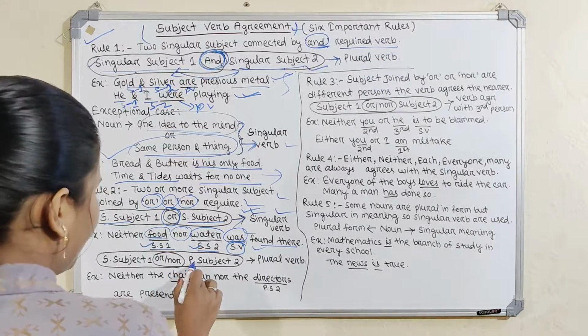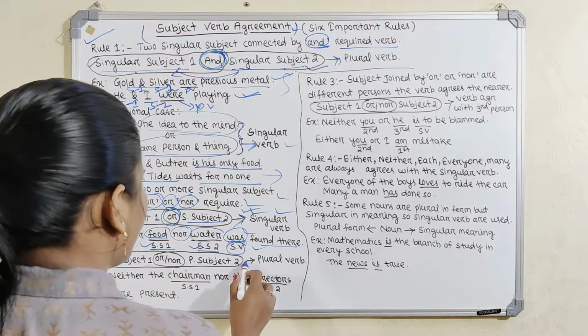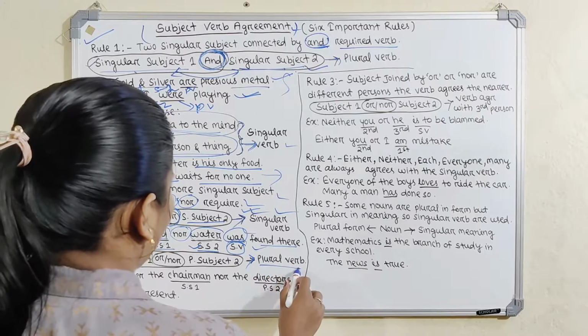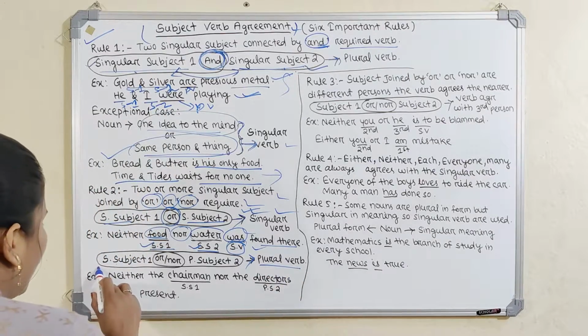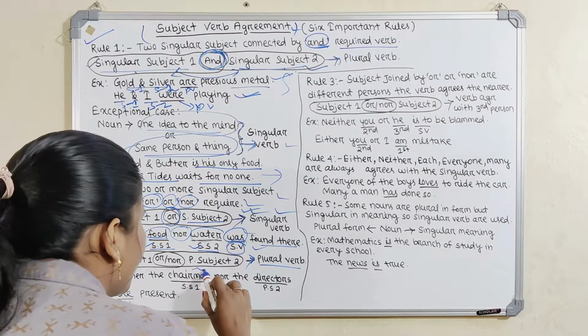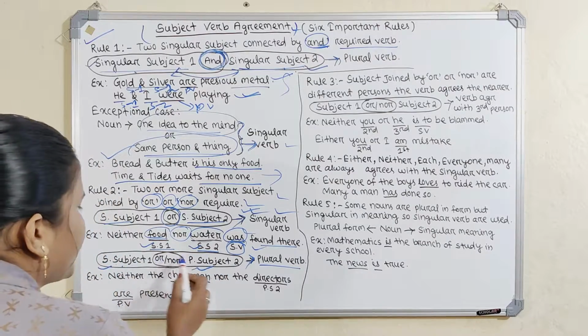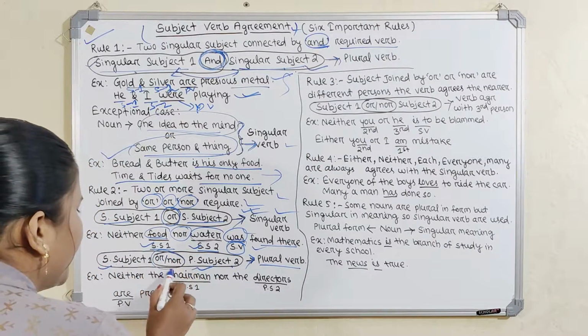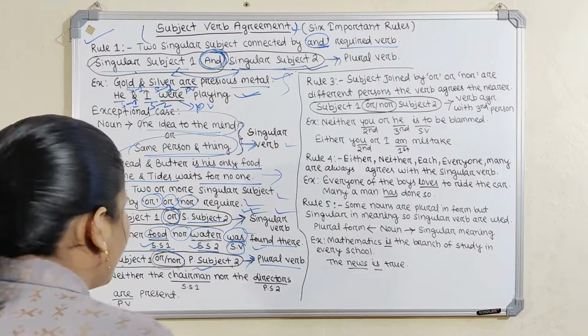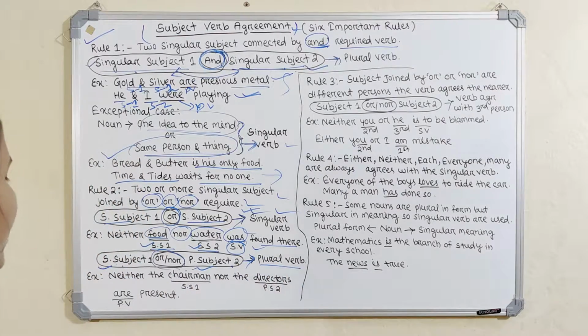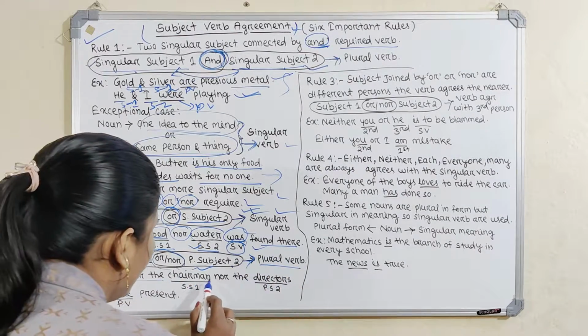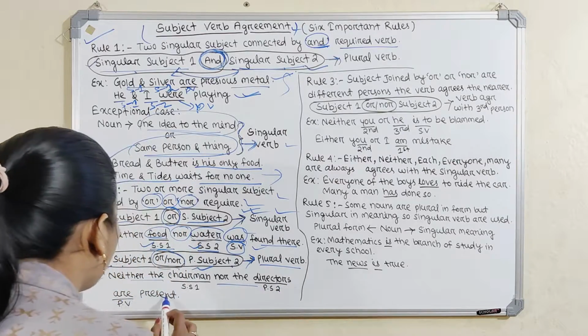If you use it with plural subject 2, then a plural verb will be used. Singular subject 1 and plural subject 2: if they are connected by the word or nor, in this case a plural verb is used. Like this, neither the chairman nor the directors are present.